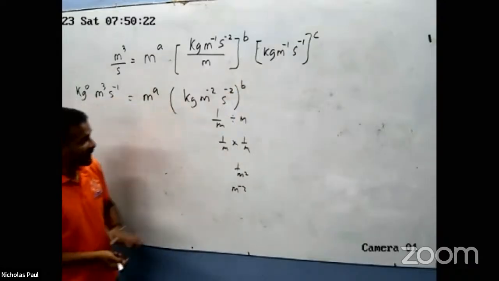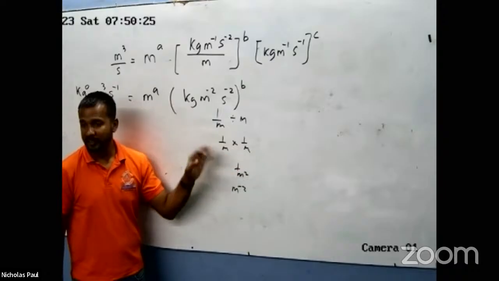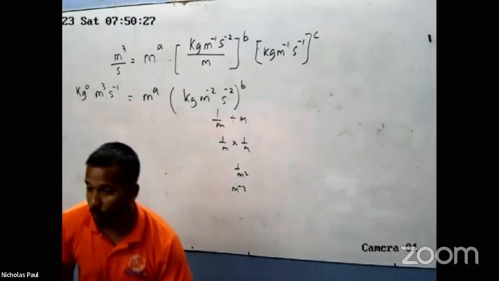Okay, so you see, this is an example of something that we need to know. These are math things, indices, and all those things. We need to know it, right?